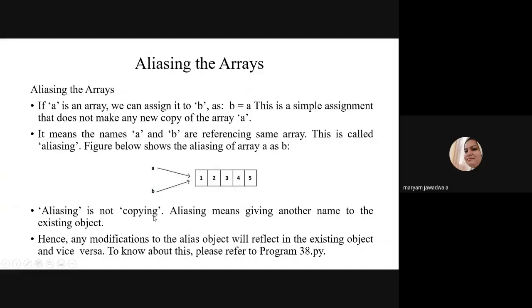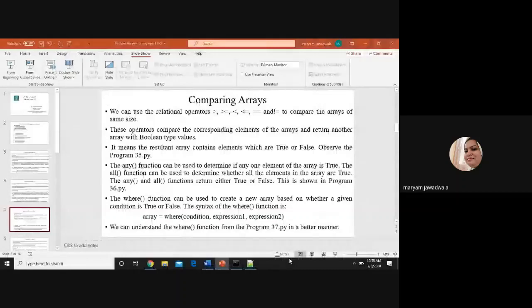So the conclusion is that any modification to the alias object will reflect in the existing object and vice versa. Suppose I change any element of the alias array B, then it will reflect in the A tag name as well. So we'll refer to one program for this, that is 38.py. This program is related to the concept of aliasing the array.